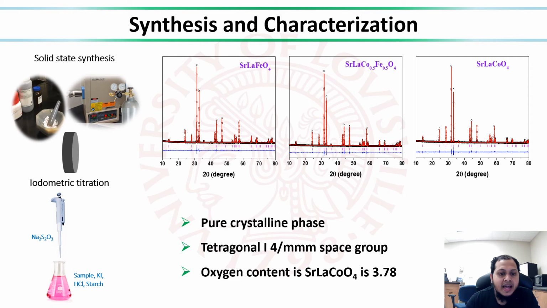From the iodometric titration, we see the oxygen content in the strontium lanthanum cobalt compound is 3.78. That means it has a significant amount of oxygen vacancy, but the other two have a negligible amount of oxygen vacancy. They are almost stoichiometric.